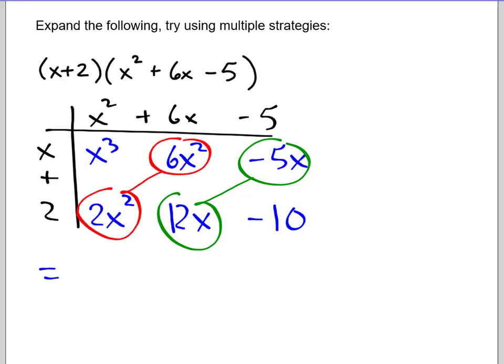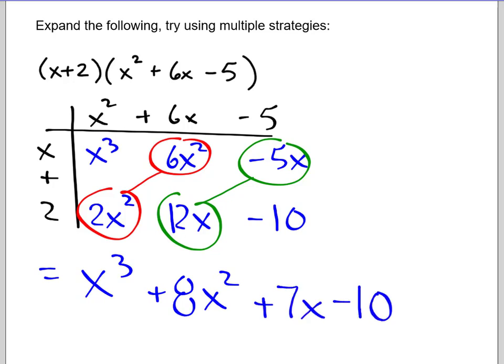So when I go to clean up my final answer, I have an x cubed plus an 8x squared plus a 7x minus a 10. And if you can handle that, that's grade 11 work. Okay, and you'll notice it falls right into the exact same strategies we use in grade 9. We just start making the numbers and letters a little bit bigger and more complicated.